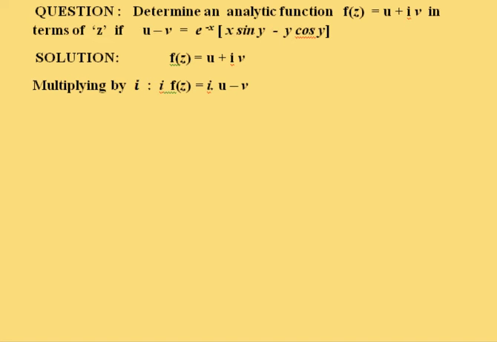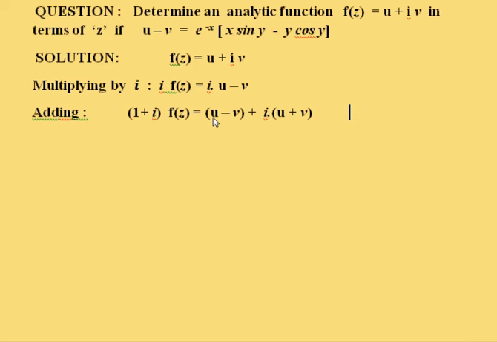Adding these two, we will get (1 plus i) into f(z) is equal to u minus v plus i into (u plus v). Here we see that f(z) is multiplied by the constant 1 plus i. So this complete (1 plus i) into f(z) will be another function of z, and u and v both are functions of x and y, so their difference u minus v is also a function of x and y.